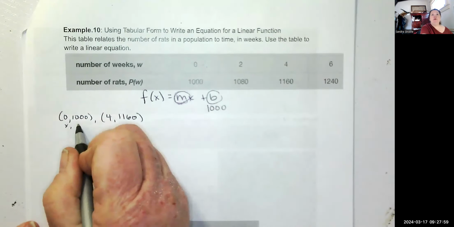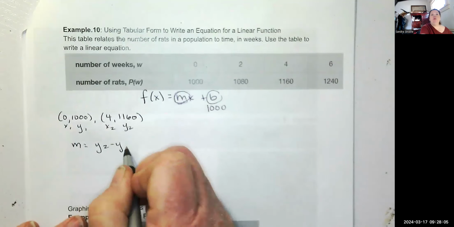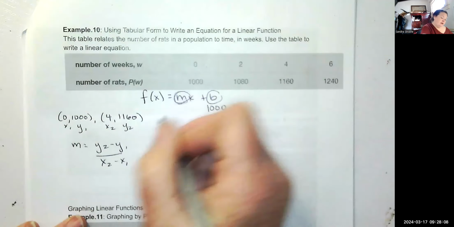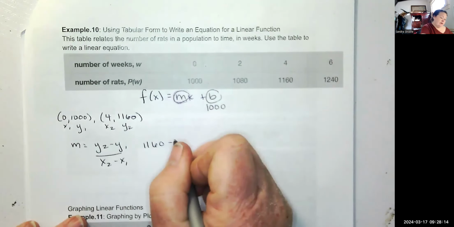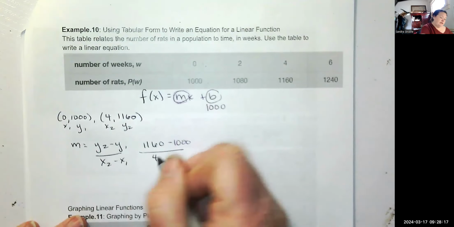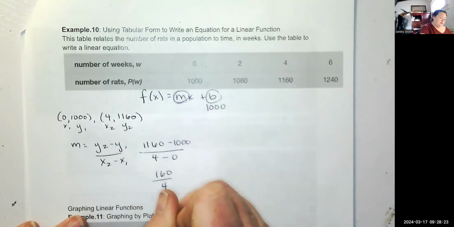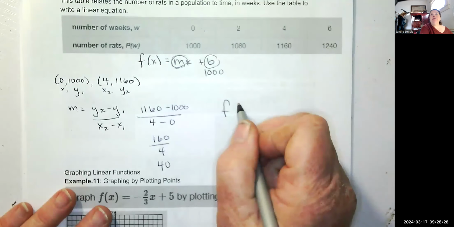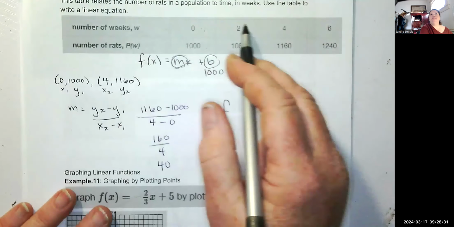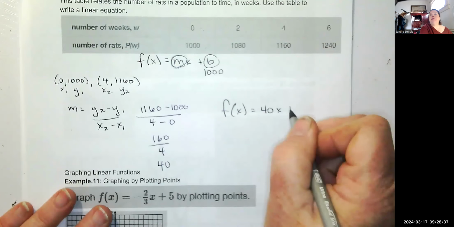All right, label my x1, y1, x2, y2. Slope is y sub 2 minus y sub 1 over x sub 2 minus x sub 1. So y sub 2 is 1,160 minus y sub 1, which is 1,000, divided by 4, which is x sub 2, minus x sub 1, which is 0. So that's 160 divided by 4, which is 40. So our final equation is f of x is equal to 40x plus 1,000.